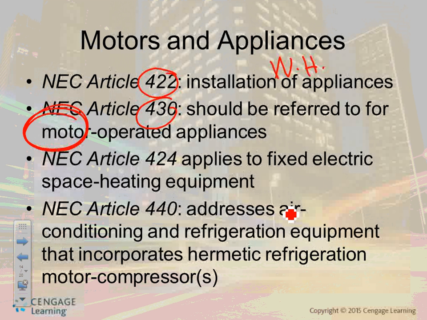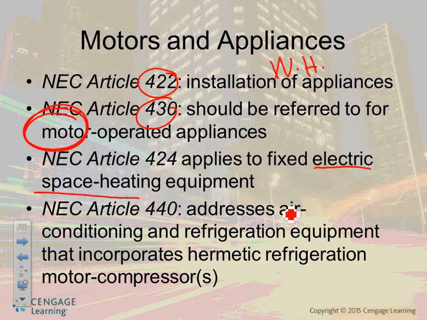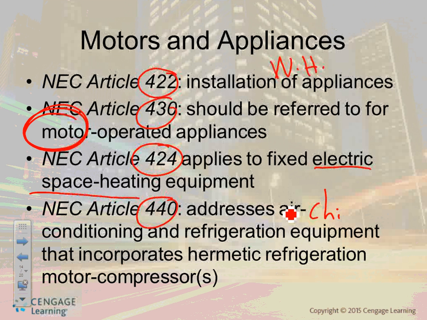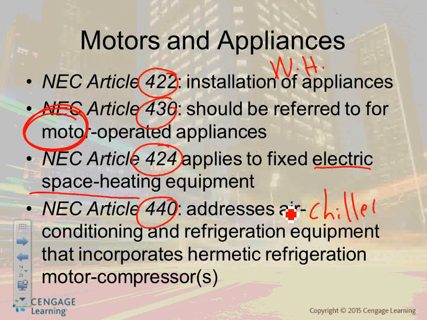Heating elements. If you're doing electric heat, guys, here's Article 424. HVAC equipment, like a chiller. And for any piece of equipment with a so-called hermetic refrigeration motor compressor, we'll be talking about this one in detail. A good example is a chiller or AC unit, air conditioning and chillers. You have to go to this article. This is for heaters, electric heaters.